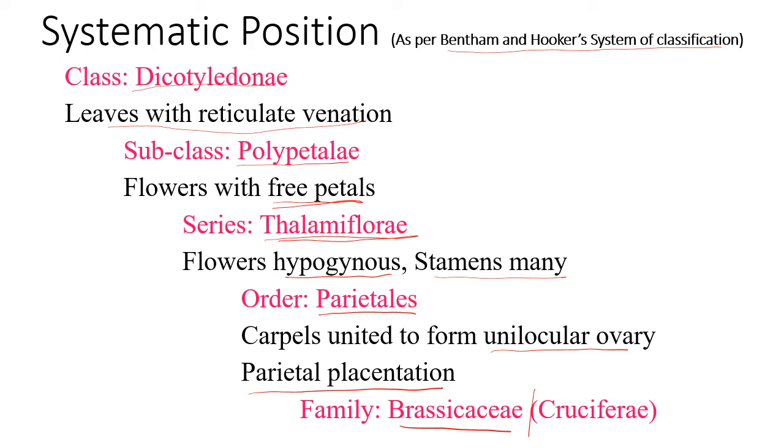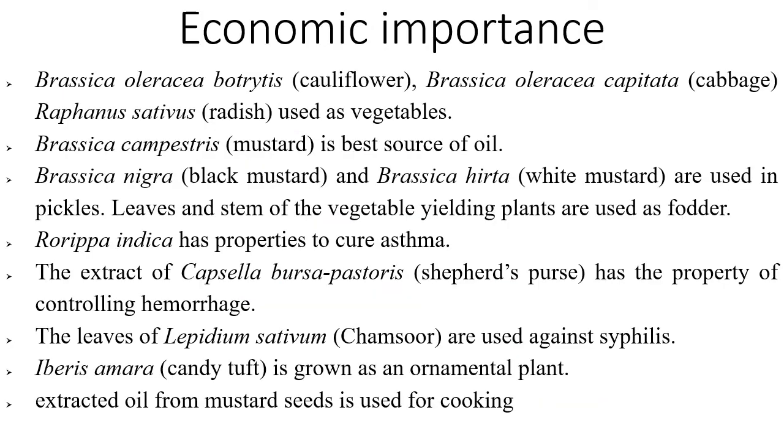Some of the economically important plants belonging to family Brassicaceae are Brassica oleracea botrytis, which is cauliflower, Brassica oleracea capitata, which is cabbage, and Raphanus sativus, that is radish, which are used as vegetables. Brassica campestris, which is mustard, produces edible oil. Brassica nigra, that is black mustard. Brassica hirta, that is white mustard, which are used in pickles.